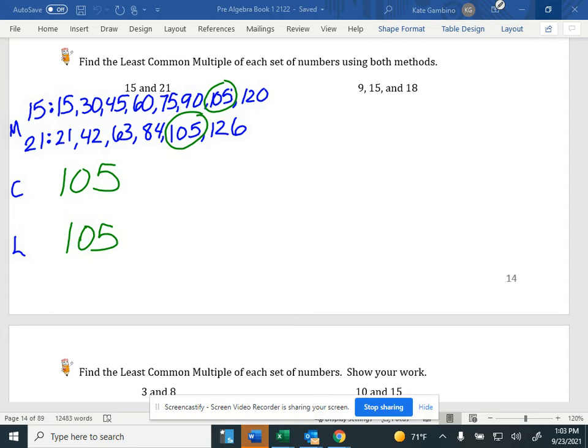So now let's look and see what it would look like if we did our prime factorization. We're going to use those same 2 numbers, 15 and 21. What are my factors of 15? 5 and 3. What are my factors of 21? 7 and 3. So remember, when we get to the bottom and we have full primes, we write them like this.